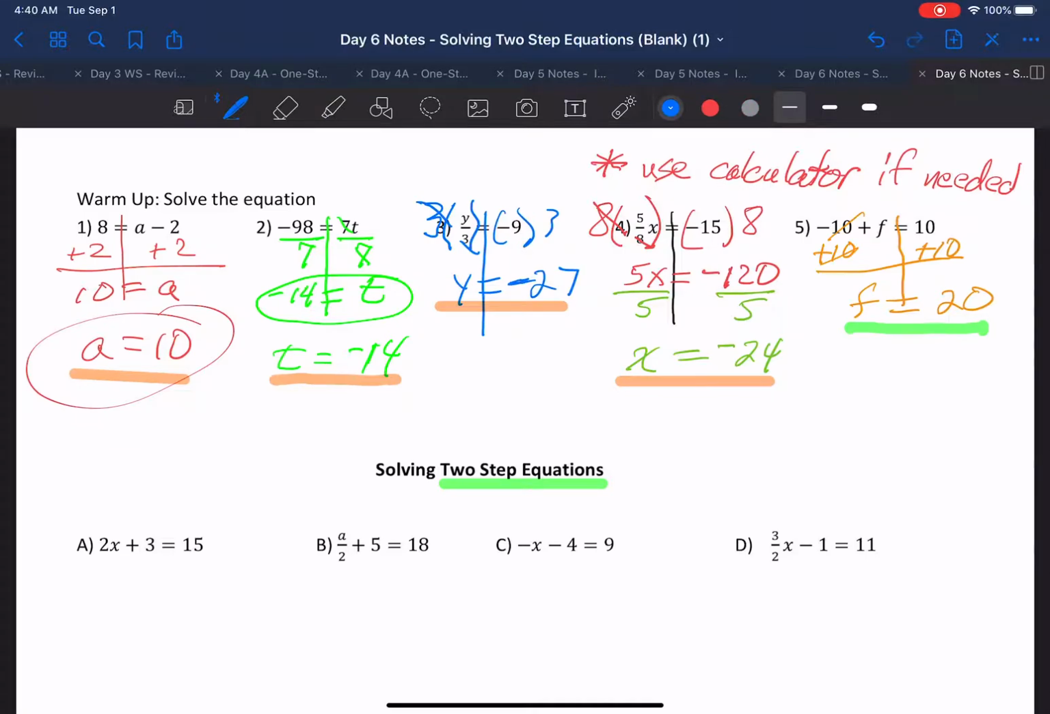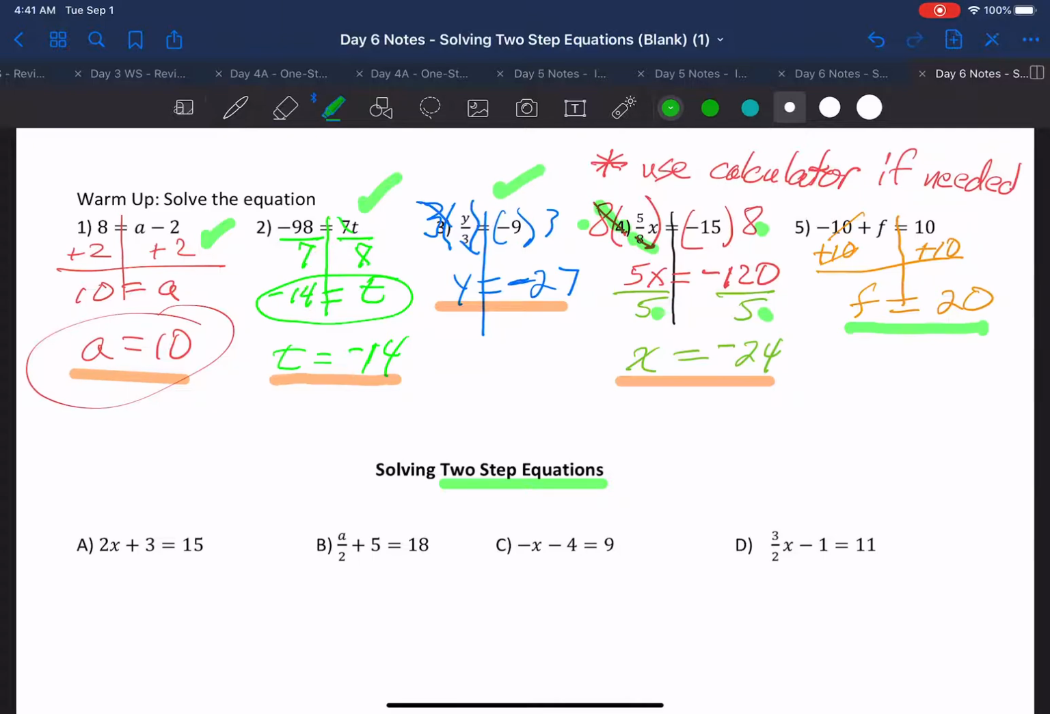And if you completed your warm-up, which you should have already, then take note of what you did up here. You added 2 to both sides right there. Over here, you divided by 7 on both sides. On the third problem, you multiplied both sides by 3. And on the fourth problem, I actually took 2 steps to get it done. I multiplied both sides by 8, which cleared out that 8 and that 8. And then I divided both sides by 5 to get x equal negative 24th.